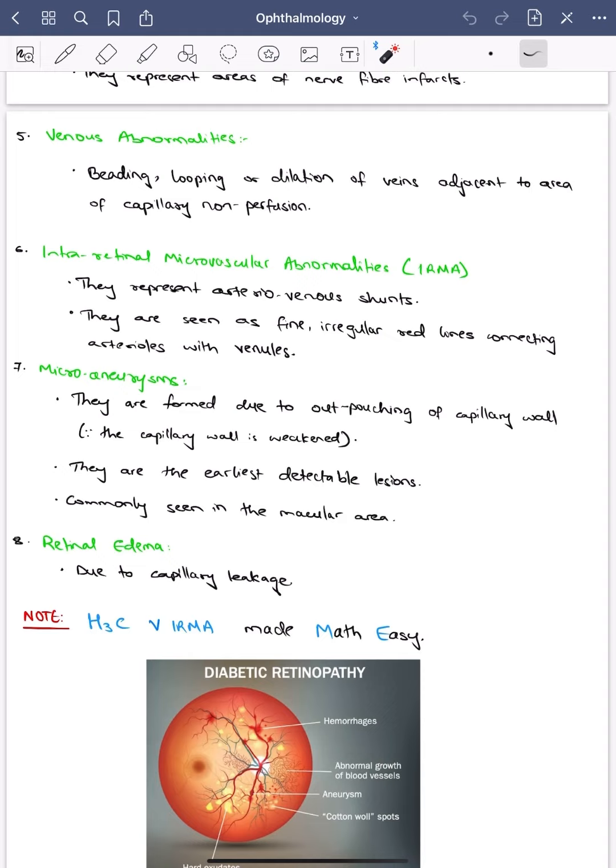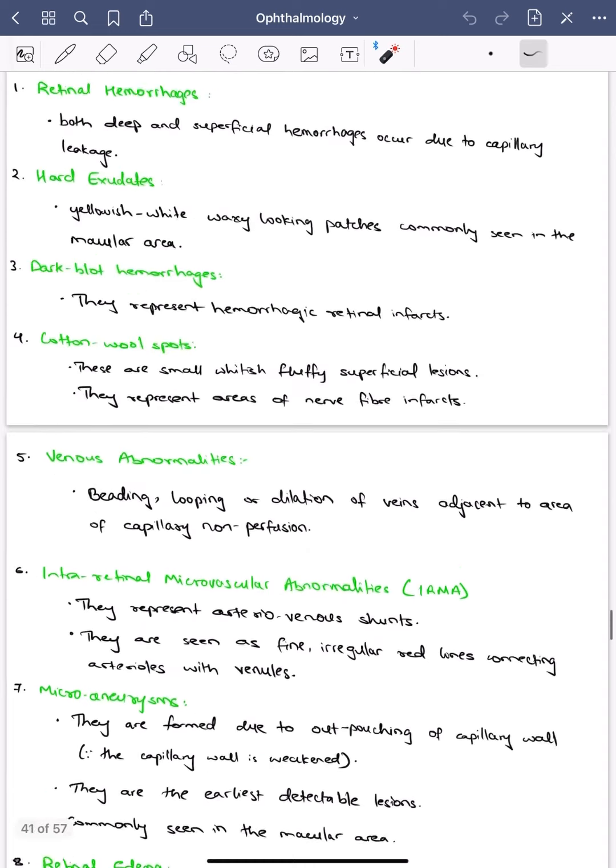The seventh is microaneurysms. Now, these are formed due to outpouching of the capillary wall. Because the capillary wall is weakened, they are the earliest detectable lesions and are commonly seen in the macular area. And finally, there is retinal edema due to capillary leakage. So we have 8 important features.